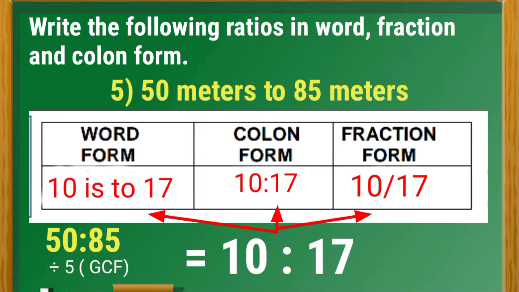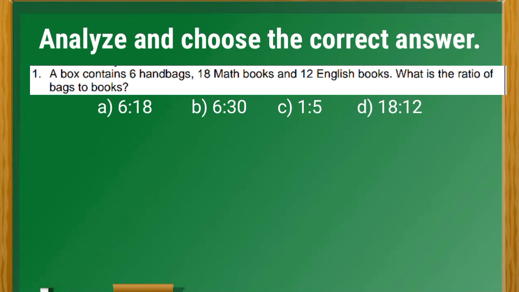Those examples are just basic ratios. I want you to apply what you have learned about ratio to a more complicated one. So I want you to analyze and choose the correct answer. Let's have number 1. A box contains 6 handbags, 18 math books, and 12 English books. What is the ratio of bags to books?